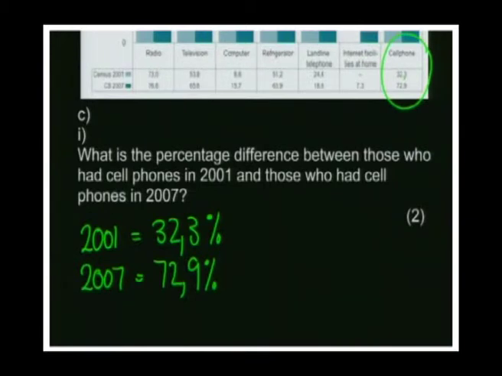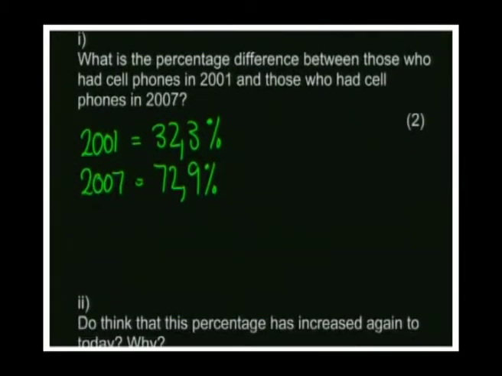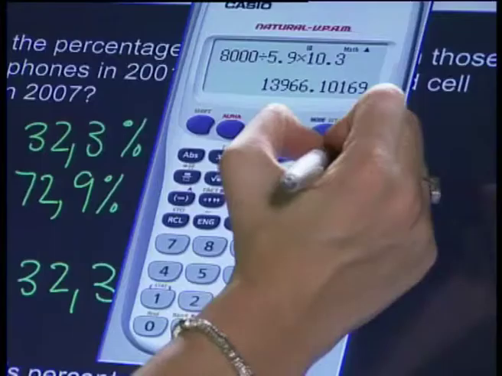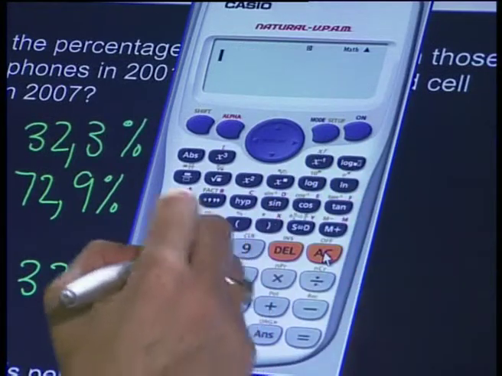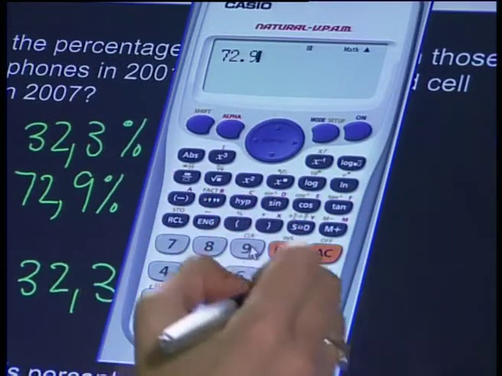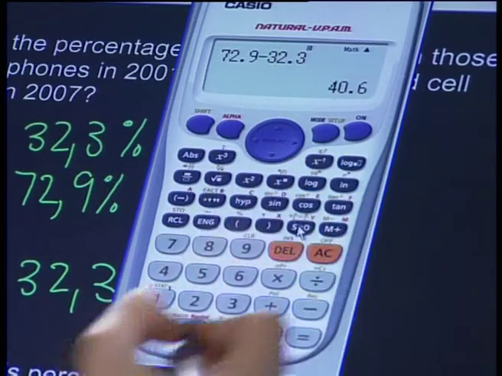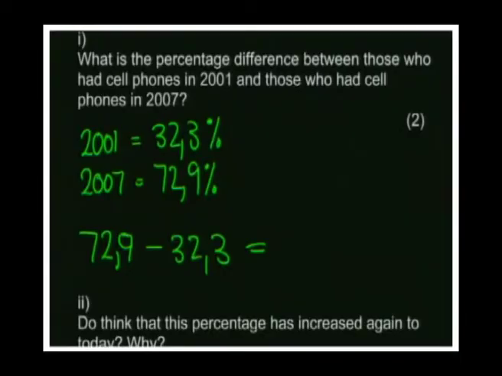Now we get asked for the percentage difference. The percentage difference is very easy. All we have to do is say 72.9 minus 32.3, and let's quickly pop it onto our calculator. 72.9 minus 32.3, and we get an answer of 40.6%.